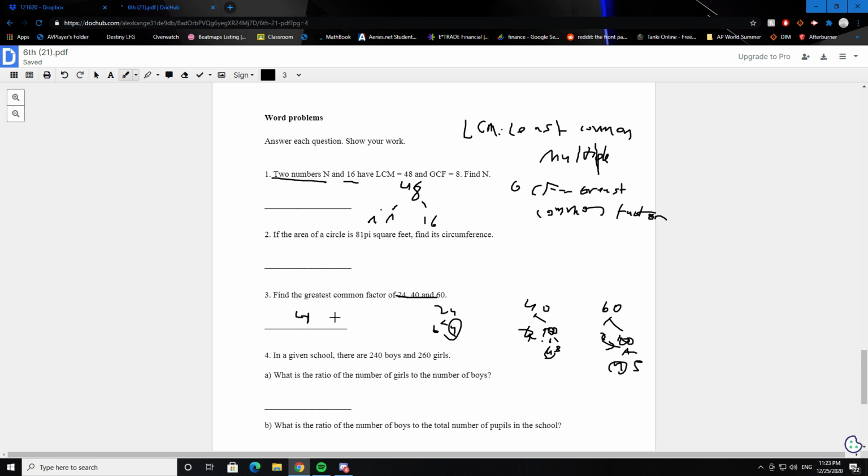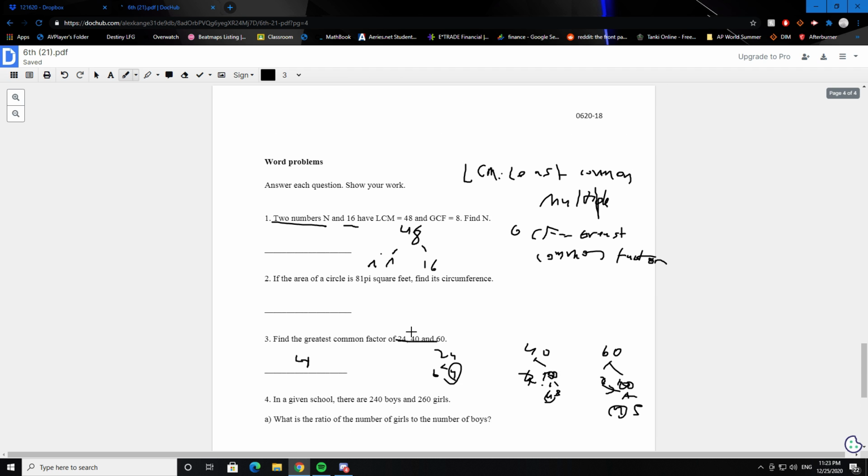So the greatest common factor is 4, because 4 is the highest thing that is the same for all three of them, other than like 1, right? Or 2, I believe. So there's that.